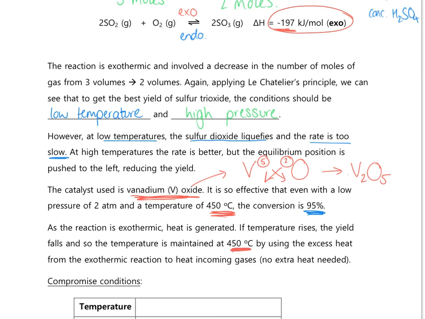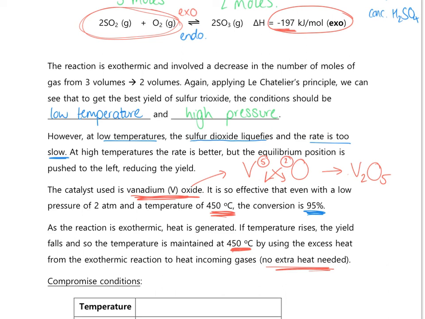If I was to apply extra heat, my temperature would rise above 450 degrees because I'm applying extra heat and my reaction is generating extra heat, so it would go above that 450 degrees. So what happens is that the heat generated by the reaction is used to heat your incoming gases. So essentially the heat that's given out as a product of the reaction is recycled to heat your incoming reactant gases. And so no extra heat is needed.